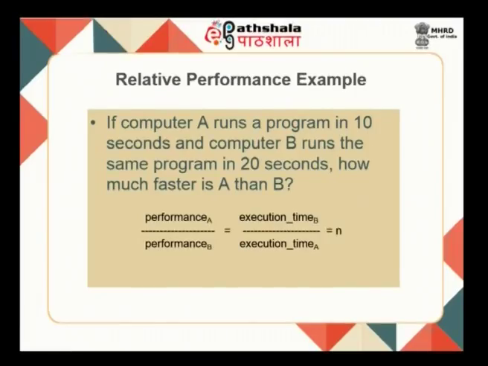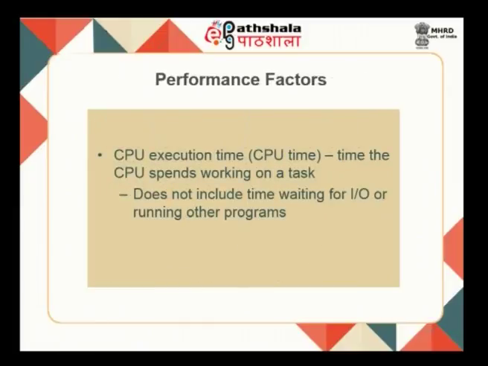Now, this is an example showing the relative performance equation. If a computer A runs a program in 10 seconds and another computer B runs the same program in 20 seconds, how much faster is A than B? If you take the ratio of performance A and performance B, you just take the ratio of the execution times of B and A, which is equal to n, which is 20 by 10, which is equal to 2. Since A takes less time to execute a program, A is higher with respect to performance compared to B. In fact, A is 2 times faster than B. So, execution time is a very important metric when you need to compare computer systems.